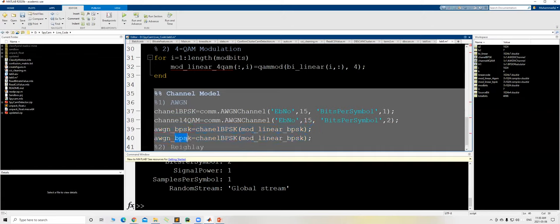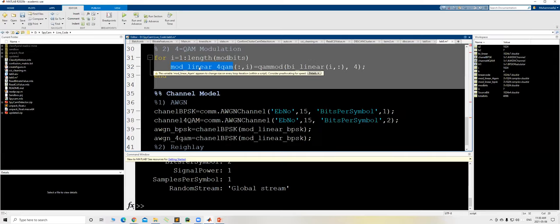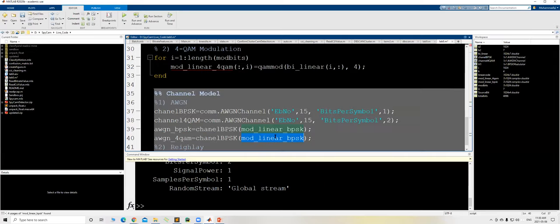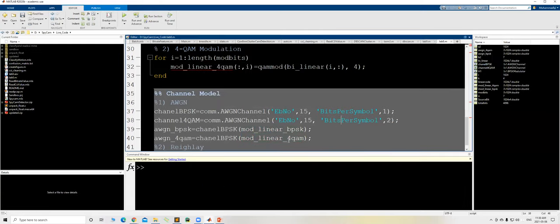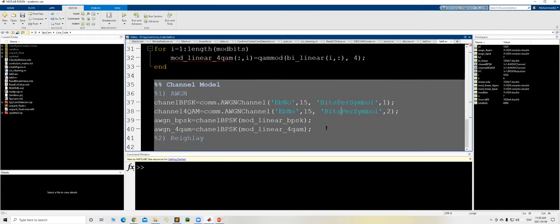And this is for the 4QAM. I will use only the 4QAM modulation as the input argument. So that is it. I can now see how much rotation has happened when I am using this one.